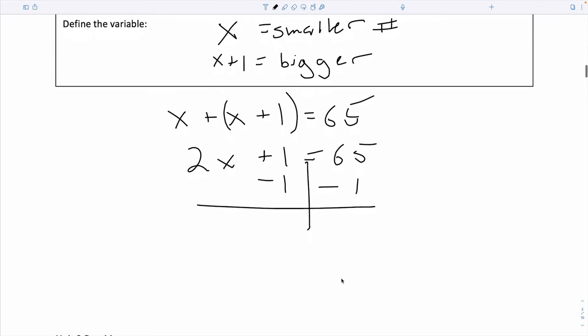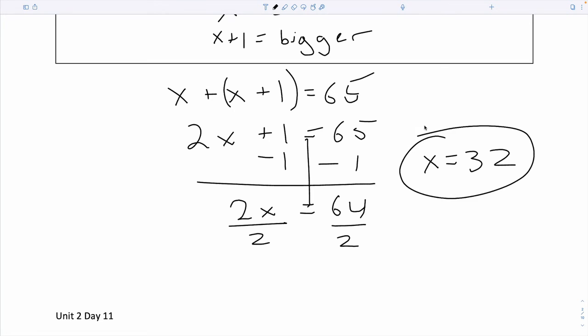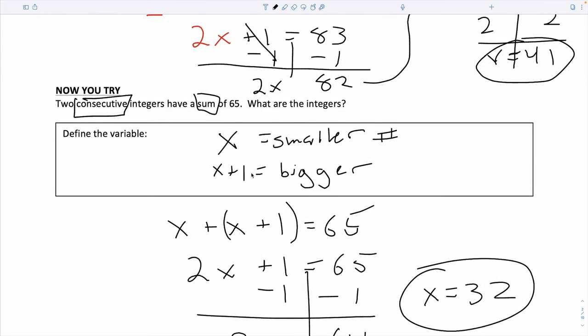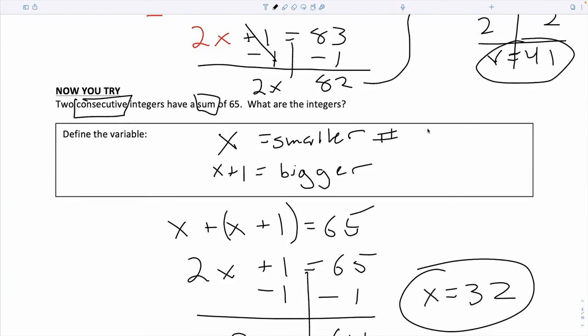Check with your partner really quickly if they got the same answer as you. Look at the board and make sure you are correct. TJ? What answer did you get? So 30, yeah, thanks for bringing that up. 32, sorry, that's confusing up here. The answer for the smaller number is 32. So x equals 32. You don't have to put 32x. The x is equal to 32. The next bigger number would be 32 plus 1, which is 33. So your consecutive numbers are 32 and 33.